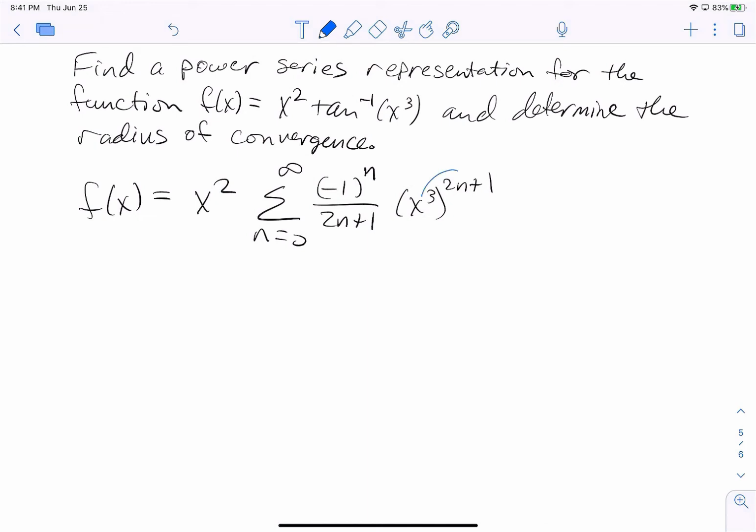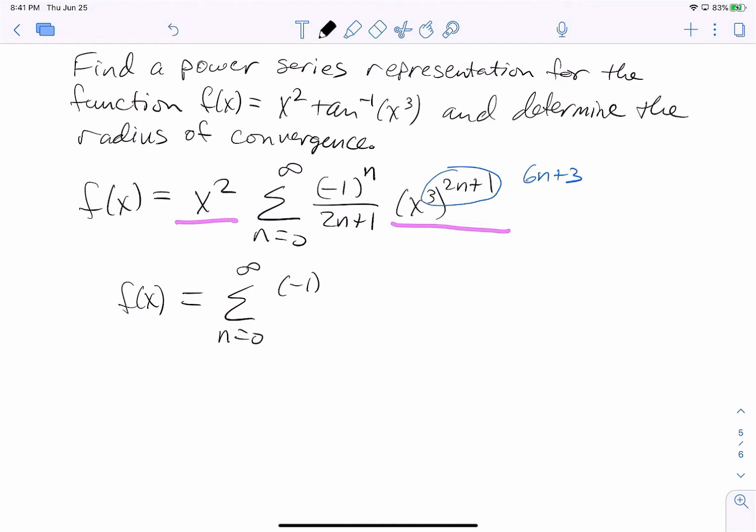Now this exponent, x cubed to the 2n plus 1, becomes 6n plus 3. But we have a common base. We have x squared on the outside and x to the 6n plus 3 inside the summation notation. So combining those bases is going to give us the sum as n goes from 0 to infinity of negative 1 to the n over 2n plus 1 times x to the 6n plus 5.